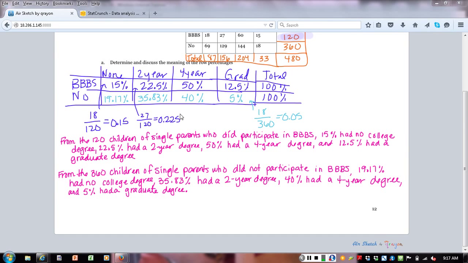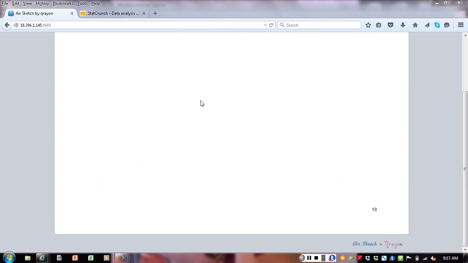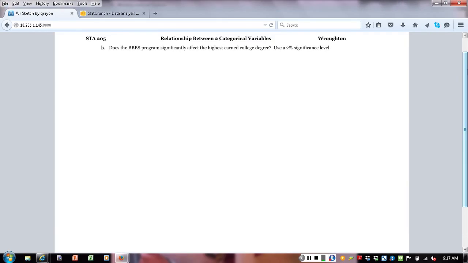Right, so again, now looking at these numbers, we might want to see, well, is there that relationship between participating in the program and what college degree that people receive? So does there seem to be any discrepancy between these numbers? A little bit, especially once you get to these higher level degrees here. So that's where the hypothesis test is going to help us make that decision. So that's what we're being asked to do next. Does the Big Brothers Big Sisters program significantly affect the highest college degree earned? Use a 2% significance level, so our alpha there is going to be 0.02.